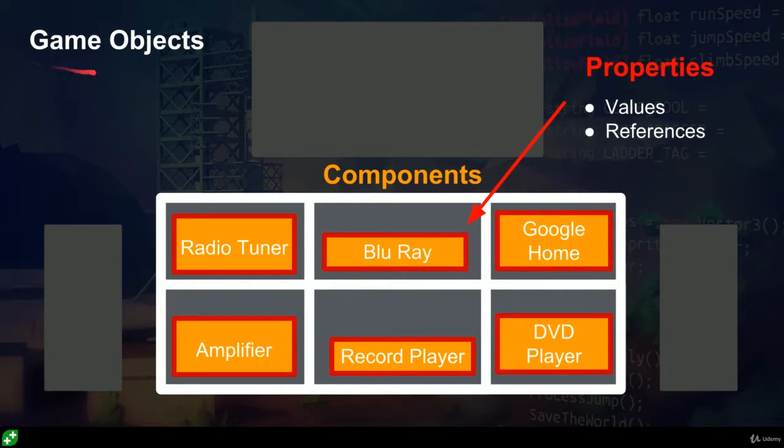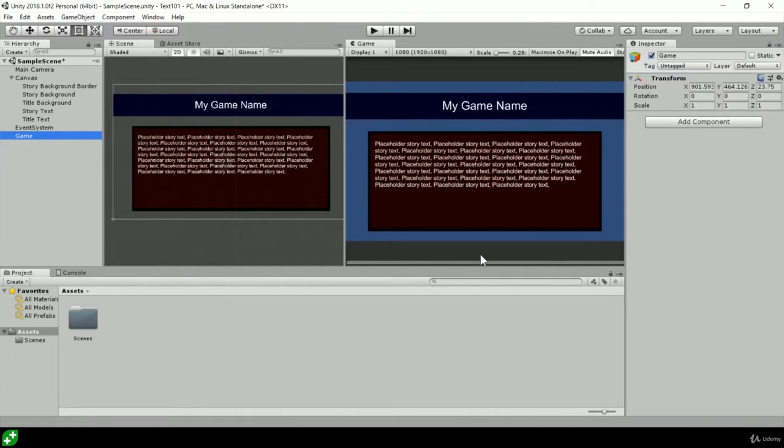So this is saying that game objects, such as our stereo shelving unit here, consist of components, such as our Blu-ray player, and our components are made up of properties, and the properties can be either values or they can be references. Let's have a look at that back in Unity to get some context for what we're talking about here. So we have game, we've currently got one component, transform, and we've got values under our position.